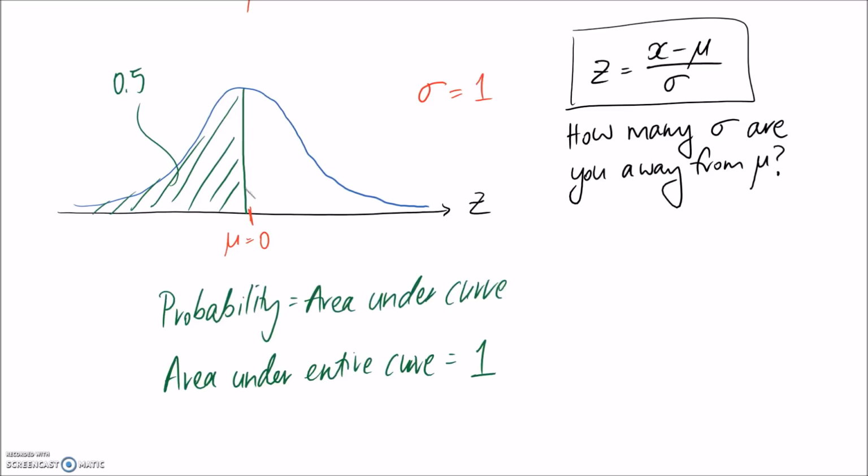Same thing for the other side. If it's half of the area of the total thing, it's going to have an area of 0.5 as well. This can become useful when you're using the tables in order to solve for various different probabilities. Just keep that in mind.